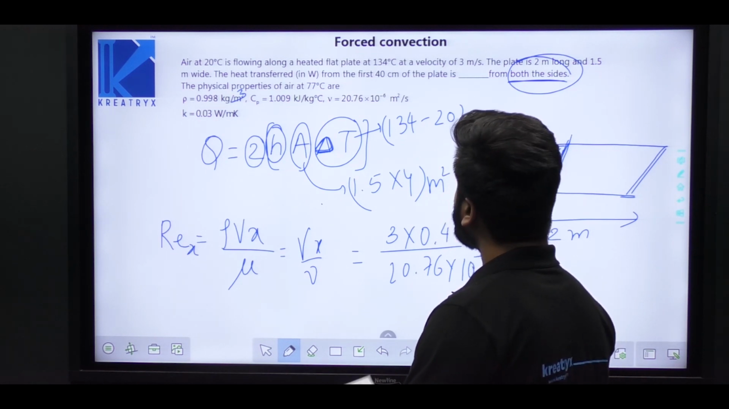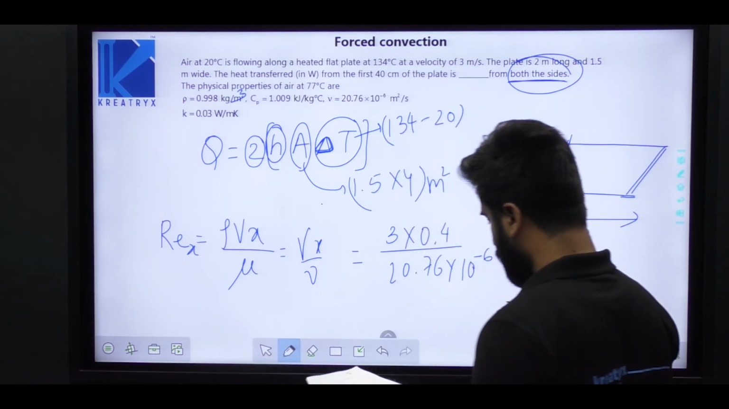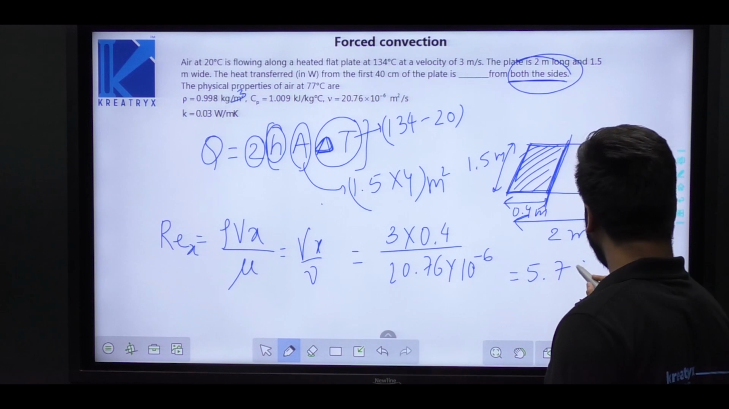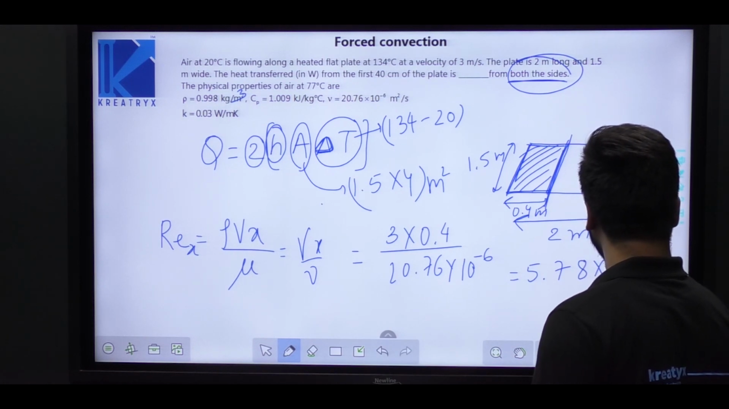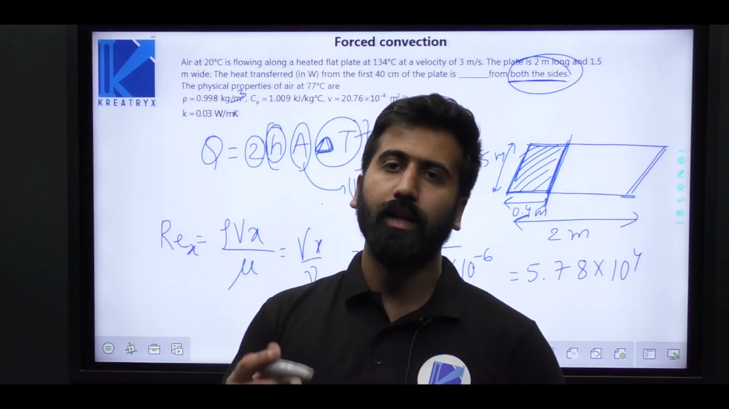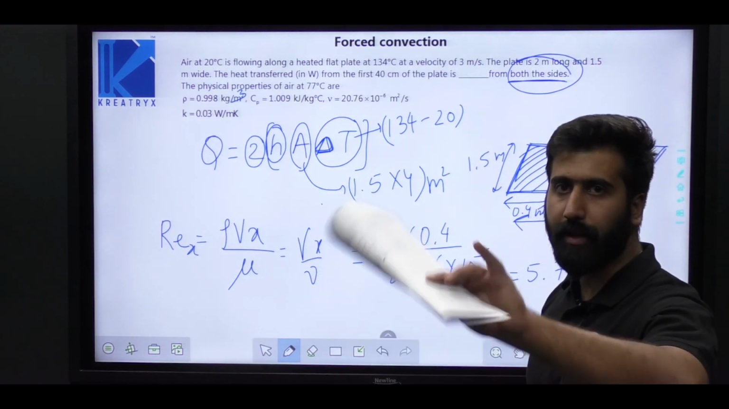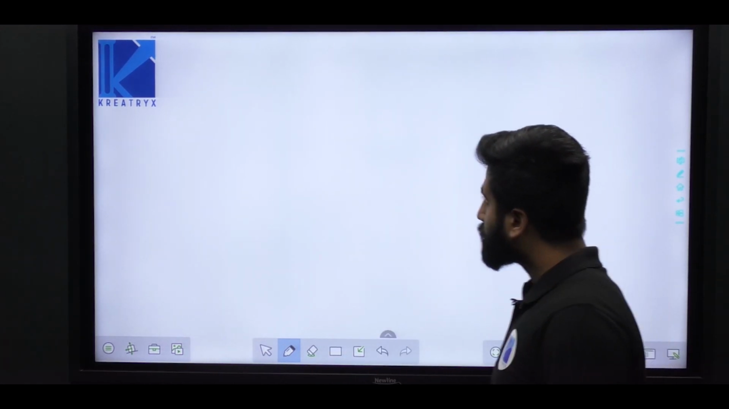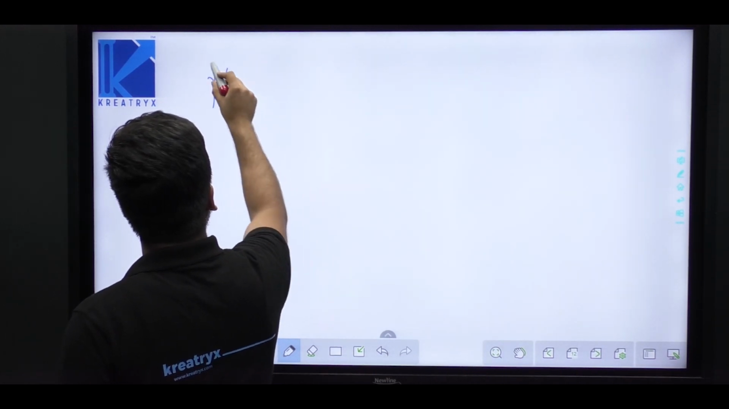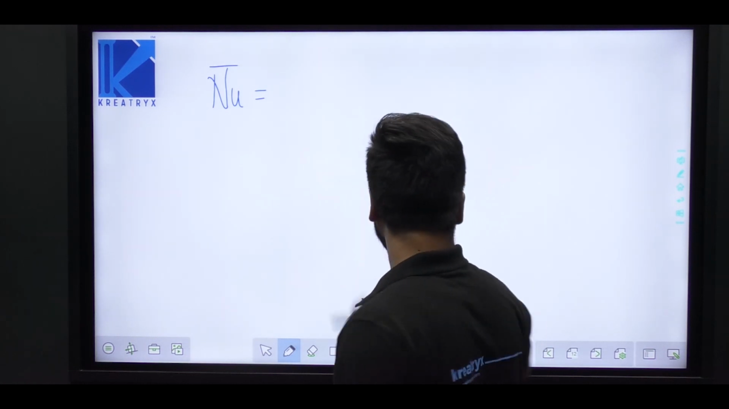When you solve this, what will be the Reynolds number? The Reynolds number will be 5.78 into 10 to the power 4. Great. This is less than 5 into 10 to the power 5. That means the flow up to this section is laminar. Now this is easier for us. So for laminar flow, average Nusselt number is equal to what?